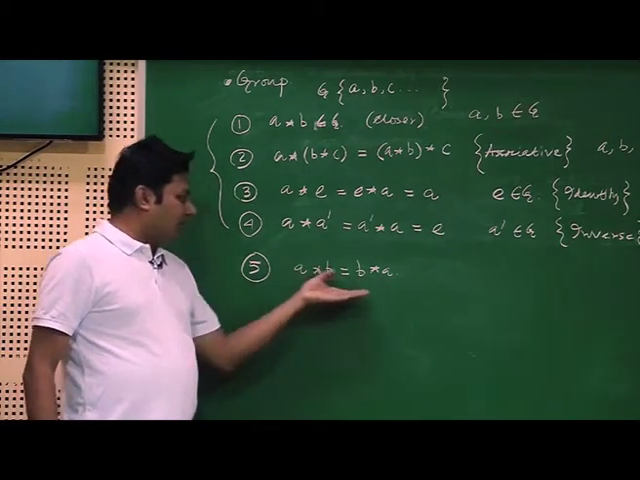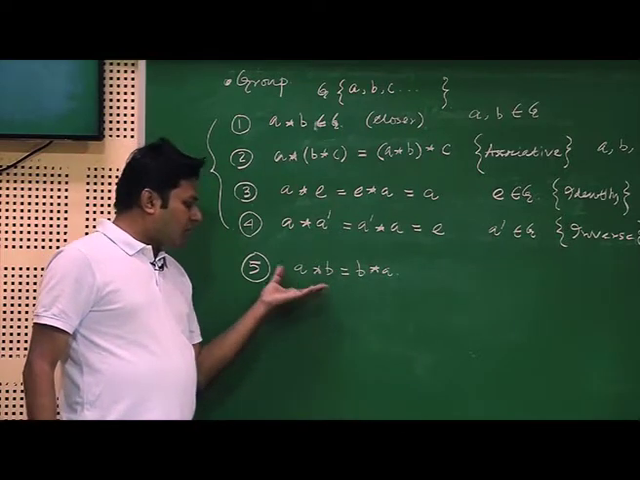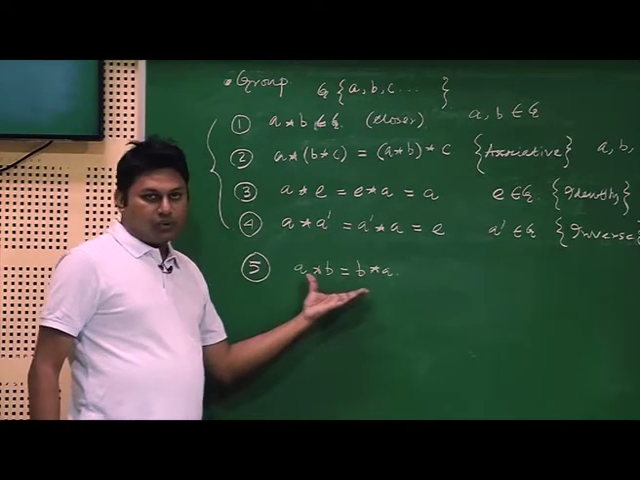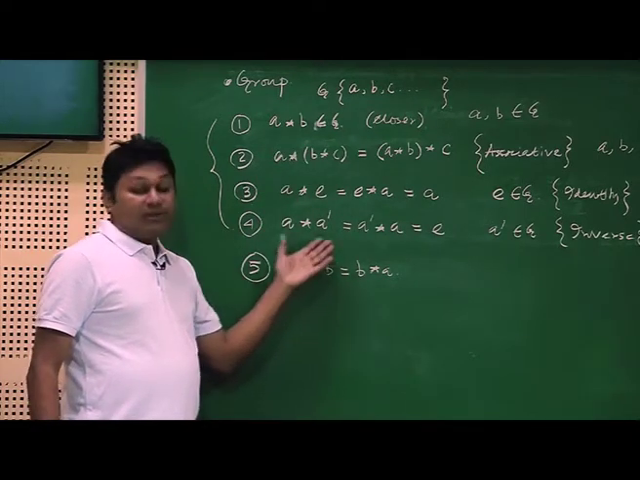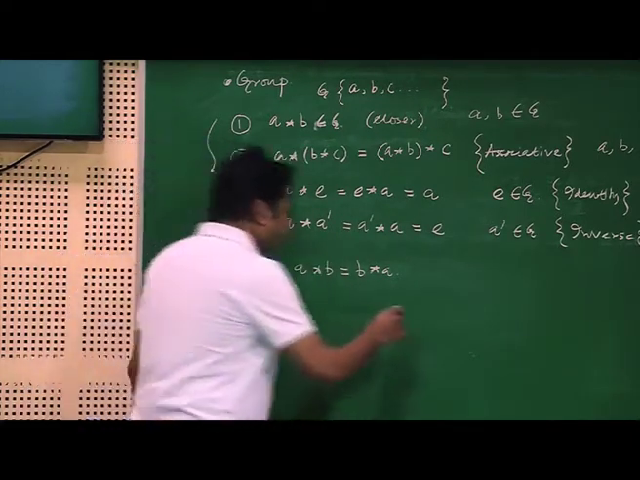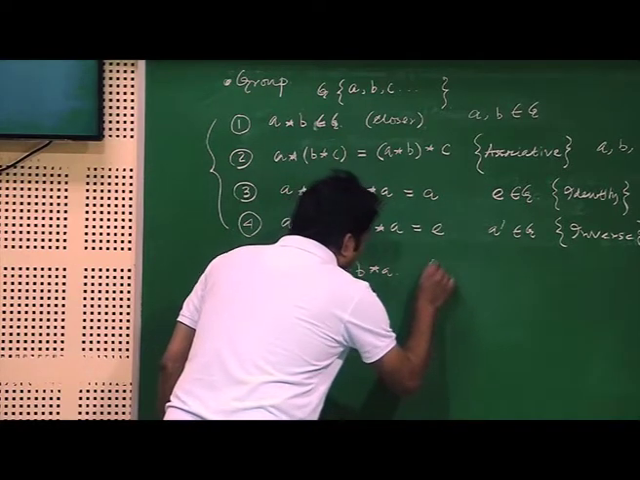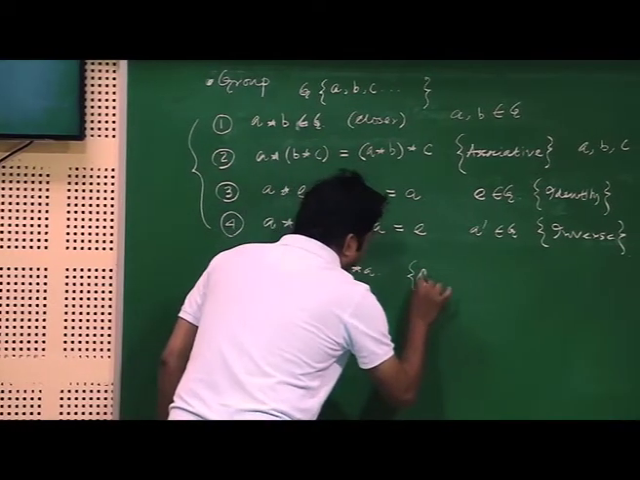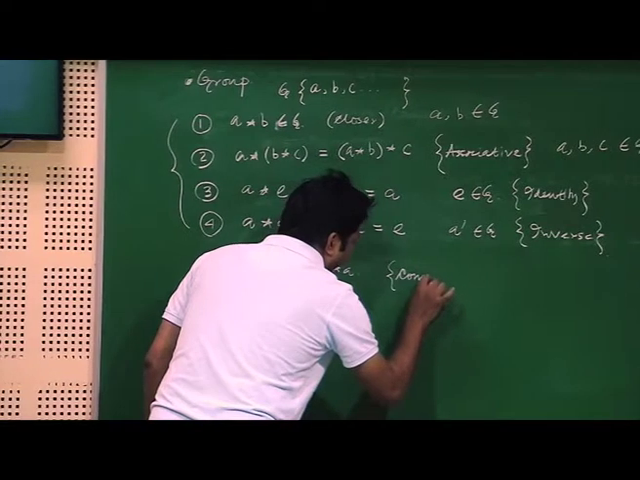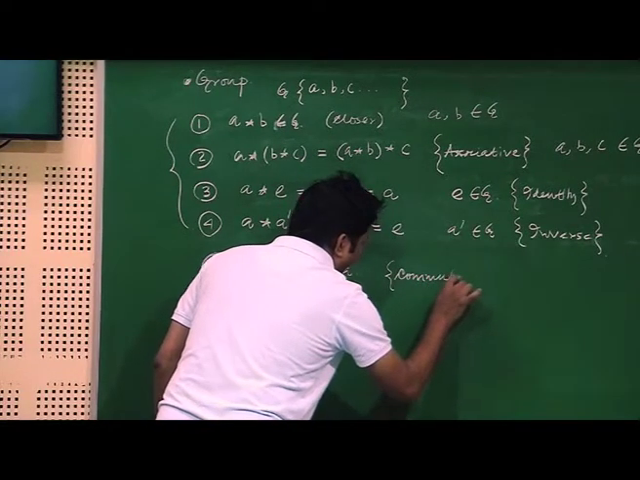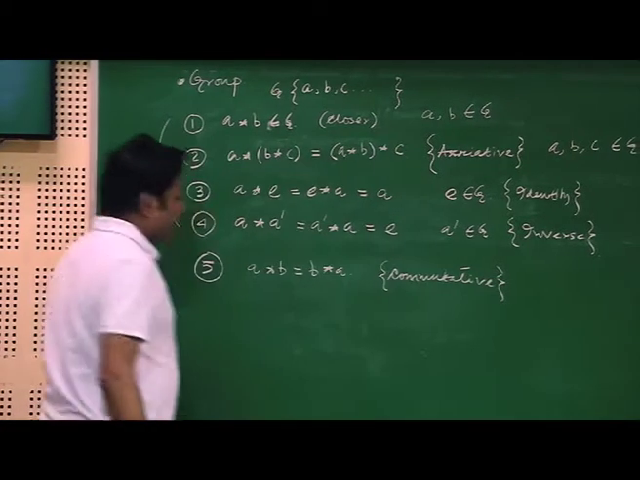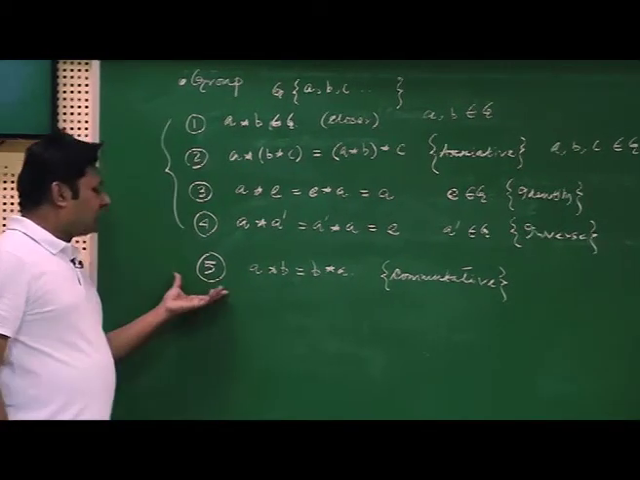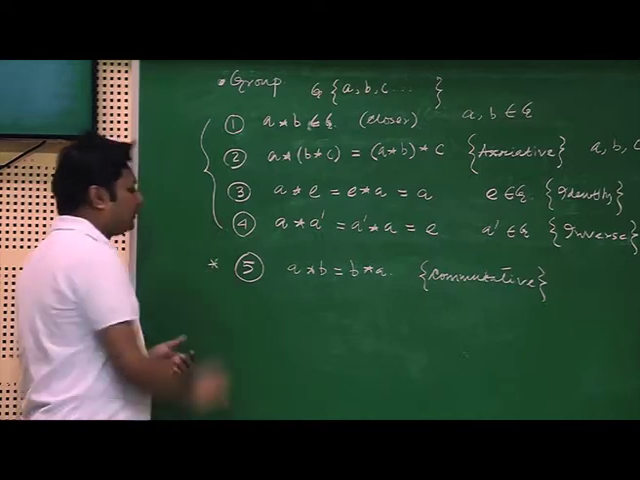It seems to be quite okay, but it is not true for all the different groups. This property does not hold always. If it does hold, then we call it the commutative property. So, this is an additional property.